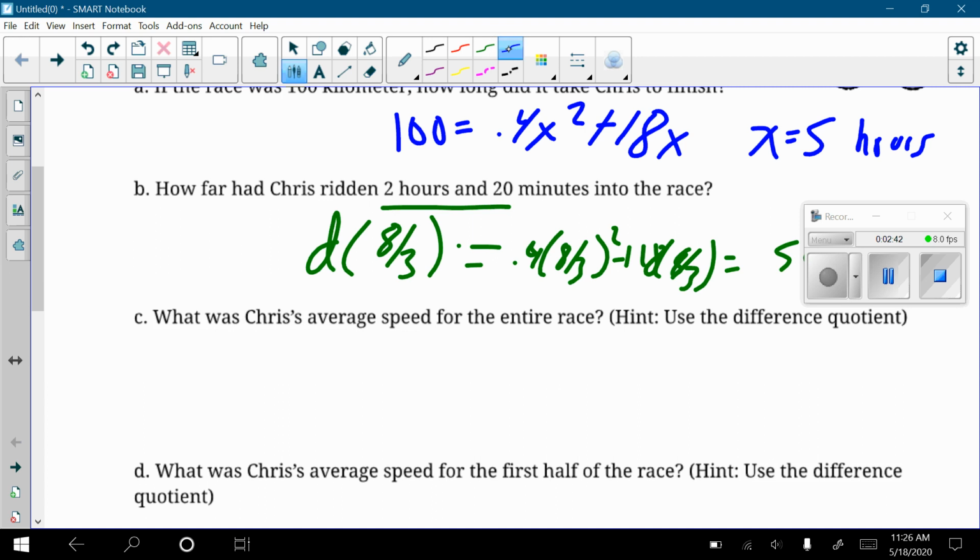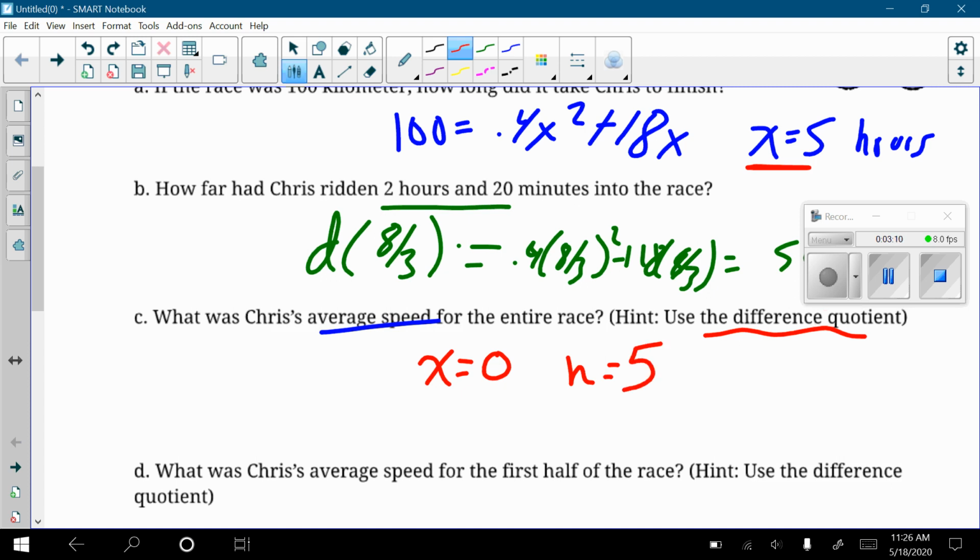Average speed for the entire race. Okay. I'm going to use my difference quotient here. Because I'm trying to find speed, I'm trying to find slope. Remember, difference quotient tells us slope. Slope of a distance versus time graph is speed. What's the x value I'm starting to measure the slope at? 0. How far apart is the second x value? I want to do it till the end of the race. So it's 5 hours later. How far is it from 0 to 5?